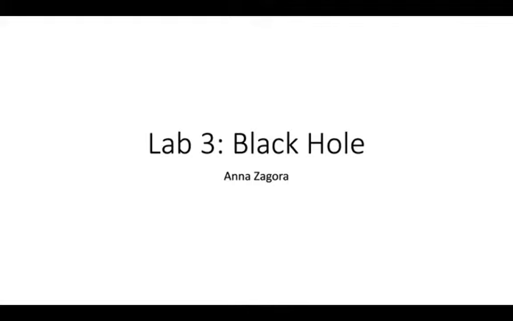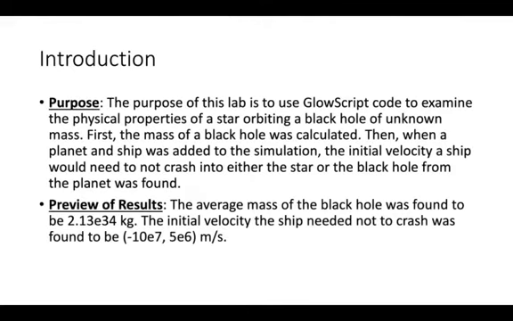In this presentation, I'll be discussing Lab 3. Introduction. The purpose of this lab is to use GlowScript code to examine the physical properties of a star orbiting a black hole of unknown mass. First, the mass of the black hole is calculated, and then in the second part, when a planet and ship were added to the simulation, the initial velocity a ship would need to not crash into either the star or the black hole from the planet was found.